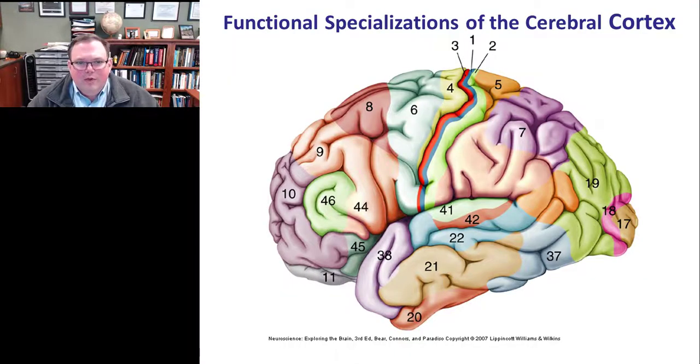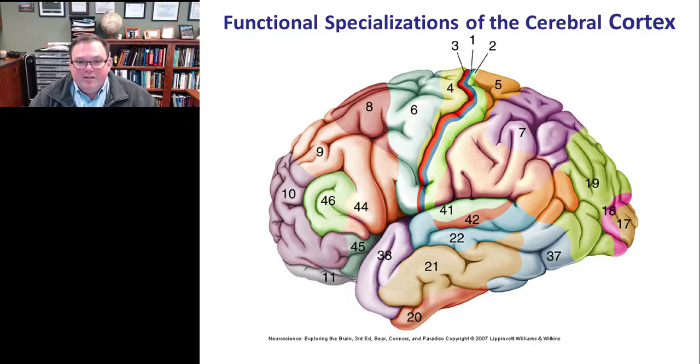Another important thing we know about the cerebral cortex is its functional specialization. Over time, we've learned that different sensory, motor, and cognitive functions are localized to different parts of the human brain, such that if you look towards the right-hand side of the slide, areas 17 and 18 would be where primary visual cortex is localized, or area 41 towards the center is where primary auditory cortex is localized, or towards the top of the slide, areas 3, 1, and 2 is where primary somatosensory, or touch cortex, is localized.